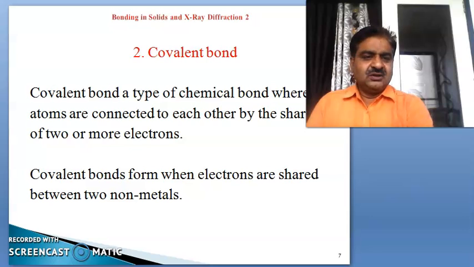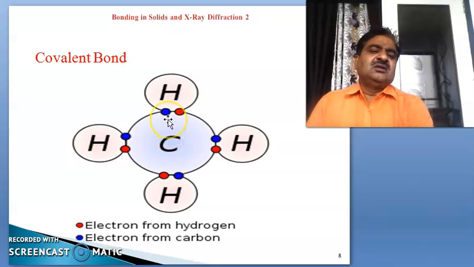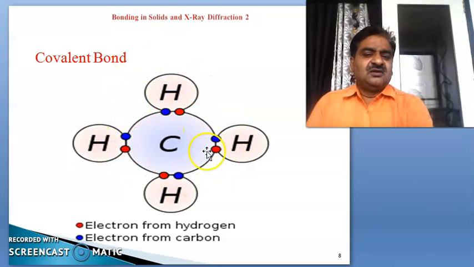Here I will show you one example. See here. What is this? Here one electron of carbon and one electron of hydrogen. There are 4 electrons in the outermost orbit of carbon and 1 electron in the outermost orbit of hydrogen. And this hydrogen is going to share. I mean electrons of hydrogen and carbon, they are going to share with each other. And bond is formed.